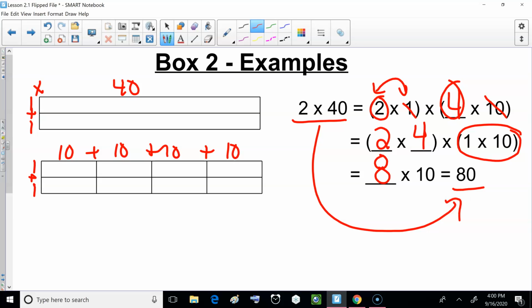So you can pause this right now and write down this problem and the work that we've shown, so you get an idea of how we're breaking apart numbers into place values to help us with our multiplication.